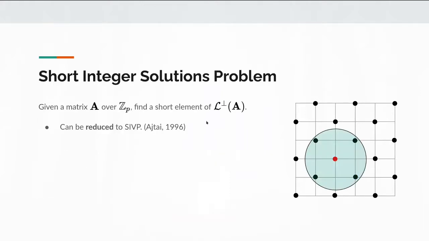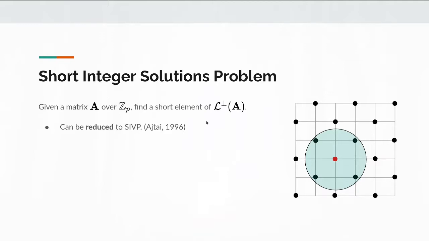So a practical problem that we will use is something called the short integer solutions. I've circled a bunch of vectors that are close to the origin, and the short integer solution says, given some matrix, let's take this lattice that you get out of the matrix. And the short integer solutions problem says, give me any short element, anything that's close to the origin. And it turns out that you can reduce this to the shortest independent vectors problem. So this problem is at least as hard as the shortest independent vectors problem. In particular, it's at least as hard as the worst case.